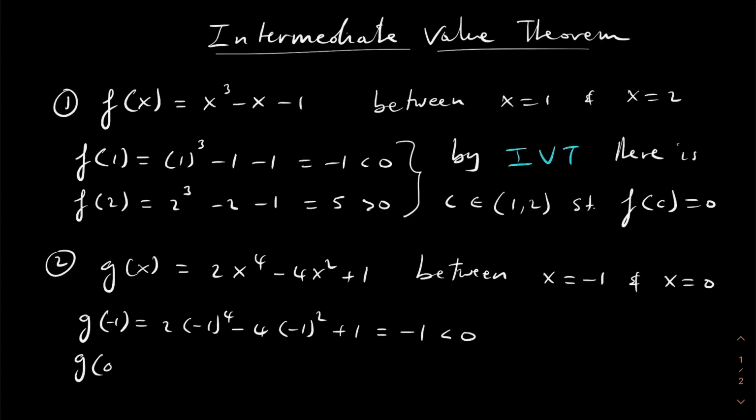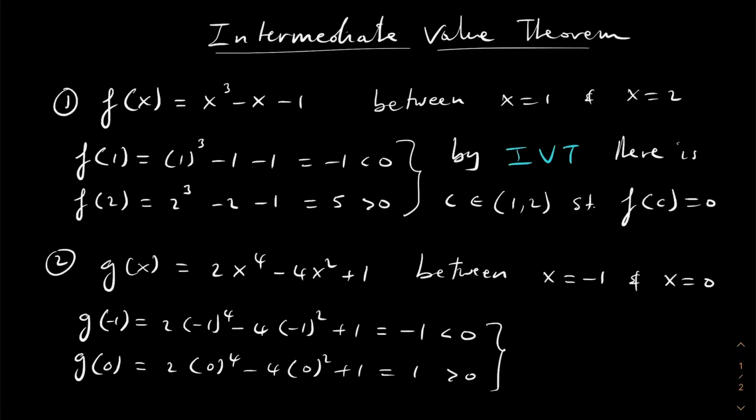And g of 0 is equal to 2 times 0 to the power of 4 minus 4 times 0 to the power of 2 plus 1. And that should give you 1, which happens to be positive. And so again, you can say that by the intermediate value theorem. Remember, you have to cite this theorem every time you use this technique, because that's the theorem that's been proven. So by the intermediate value theorem, there exists a c between x equals negative 1 and x equals 0, such that g of c is equal to 0. And so with that, you're done.